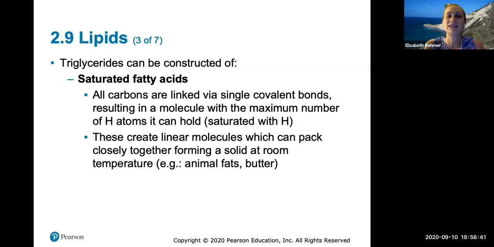Triglycerides can be saturated or unsaturated, and you've probably heard of this. Saturated fat is bad for you, unsaturated fat is good for you, and now you're going to learn why. Saturated fat is bad for you because the fatty acid tails are saturated, and I'll show a picture. They're all saturated with hydrogen, and they're all connected by single covalent bonds, and they create linear molecules which can pack together more closely, which form a solid at room temperature, like animal fats and butter.